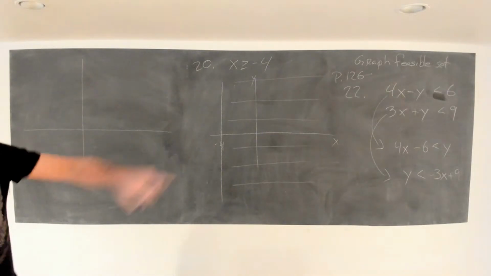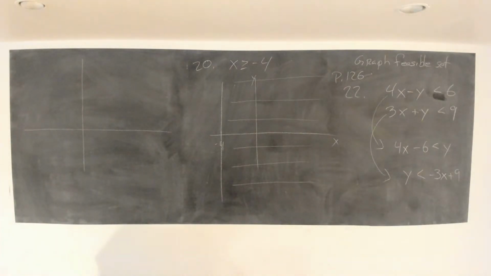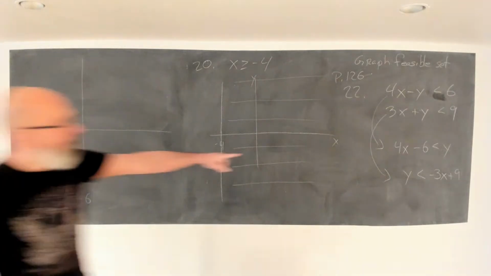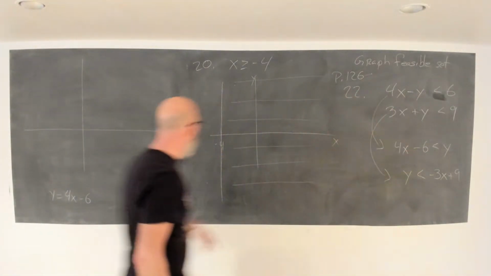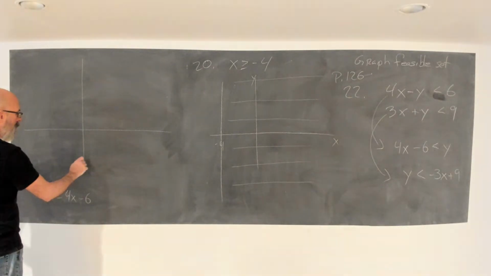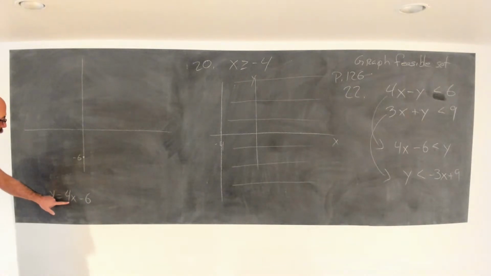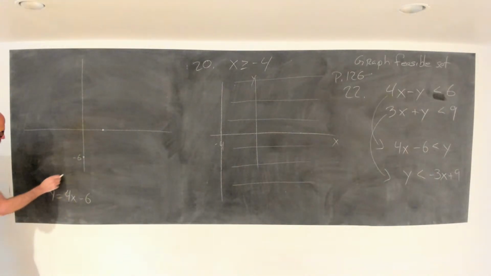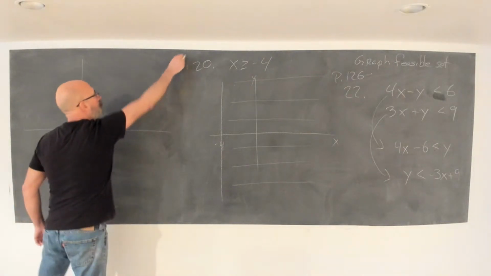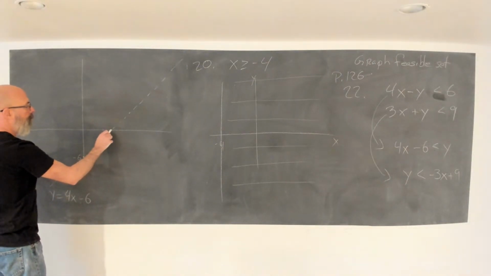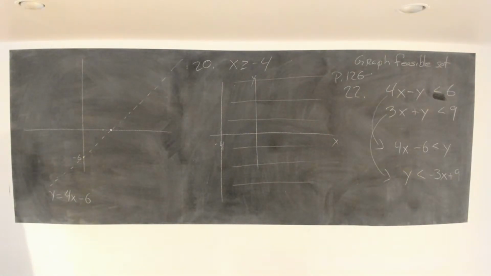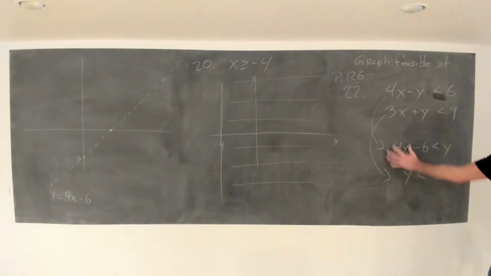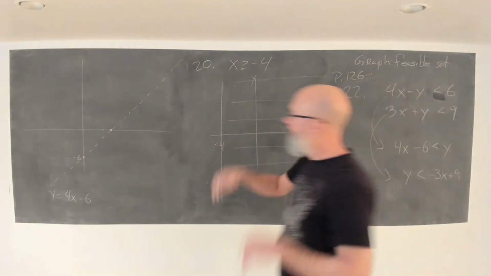So let's start by graphing the first one, y equals 4x minus 6, and that is not going to be a part of it, so it's going to be a dotted line. When x is 0, y is negative 6, so it goes through this point right here. And when x is 6 over 4, there it is. So that's that line. And what do we want? We want the y values which are bigger than that, so everything above.